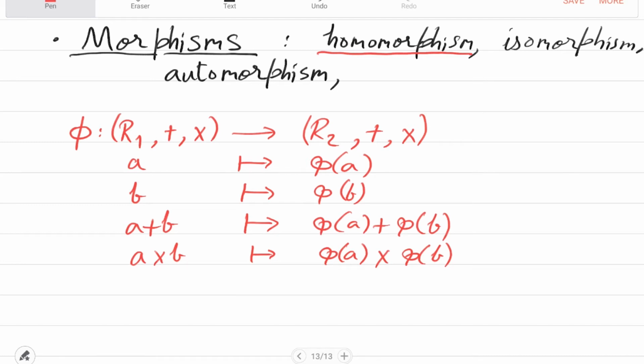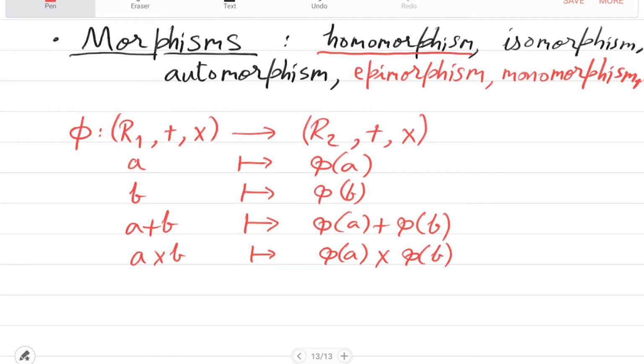Then there are fancier names like epimorphism. What's an epimorphism? If the map is surjective, then you attach epi. And what's a monomorphism? If the map is injective, then you can call it a monomorphism.